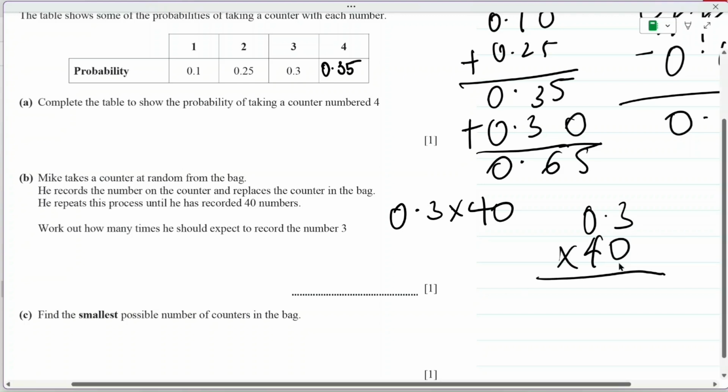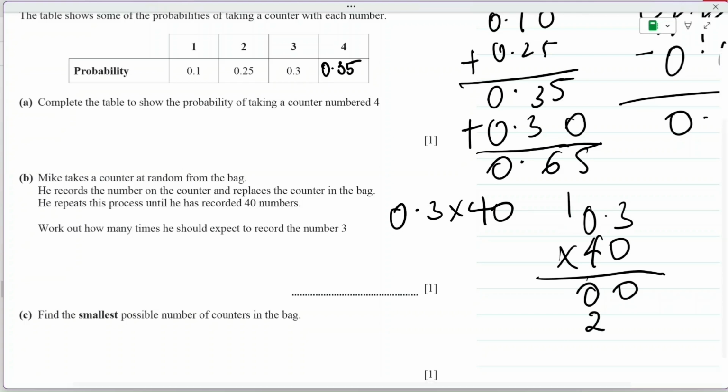Note the 40 doesn't have a decimal, and you don't need to align them like you do with addition or subtraction. You have 0 times 3, that's 0. 0 times 0, that's 0. Then you have 4 times 3, that's 12. You can't write the whole 12, you write 2 and you carry 1. Then you have 4 times 0, that's 0, plus the 1 carried, that's 1. You add them together, you have 0, 2, 1.